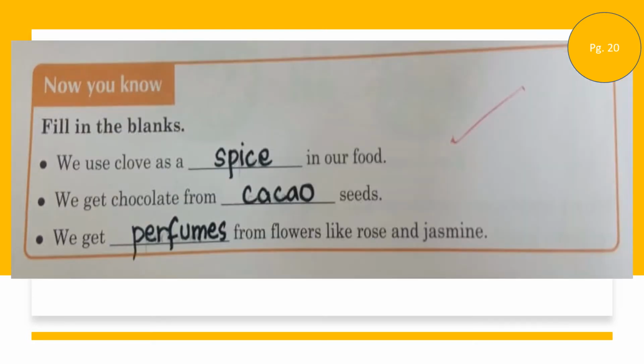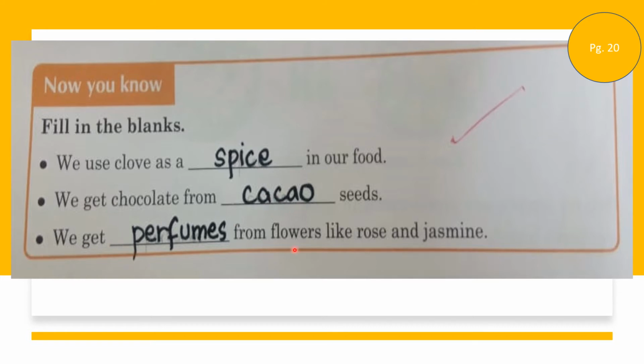Now turn to page number 20. You will see another such section of Now You Know. These are fill in the blanks too. We will fill in the blanks using the correct word. We use clove as a dash in our food. We use clove as a spice in our food. S-P-I-C-E. We get chocolate from dash seeds. Cacao. We get chocolate from cacao seeds. The spelling is C-A-C-A-O. Cacao.